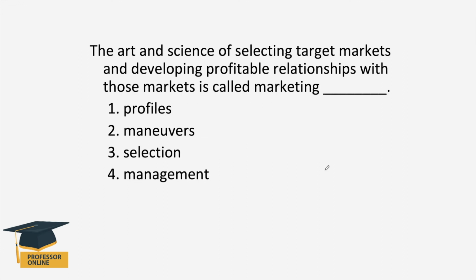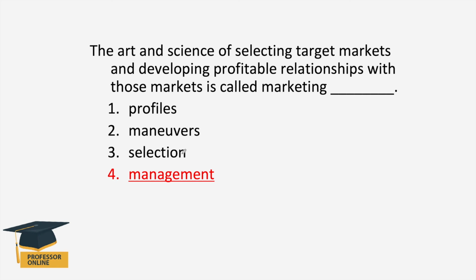So I have a question before I finish off this particular topic. The art and science of selecting target markets and developing profitable relationships with those markets is called what? Marketing profile, maybe. Marketing maneuvers, marketing selection, this looks good, or marketing management. What do you think is the right answer to this question? In my view, the answer is marketing management, because it is a process that tells you how to target the market and how to better satisfy the target market and build long and sustaining relationships.